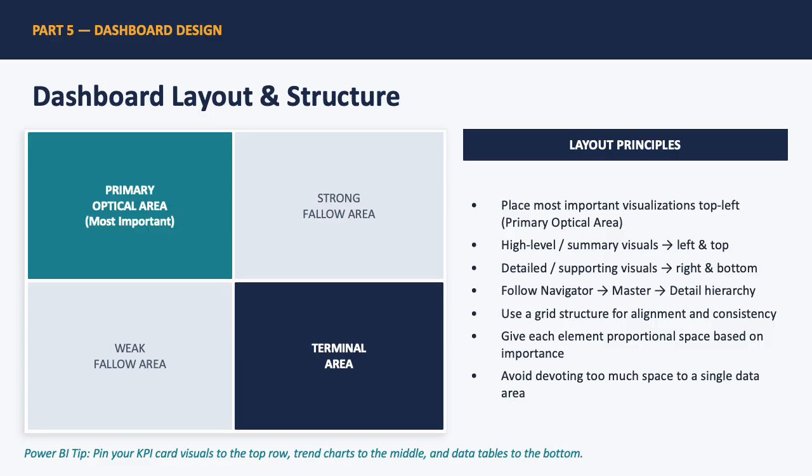The hierarchy to follow is navigator at the top. This includes filters, data selectors, and breadcrumbs. Below that, the master view, high-level summary charts and KPI cards. And to the right or below, the detail view, deeper breakdowns and data tables. A simple grid structure helps enormously. Aligned elements look intentional, misaligned elements look careless, and erode the reader's confidence in the data itself.